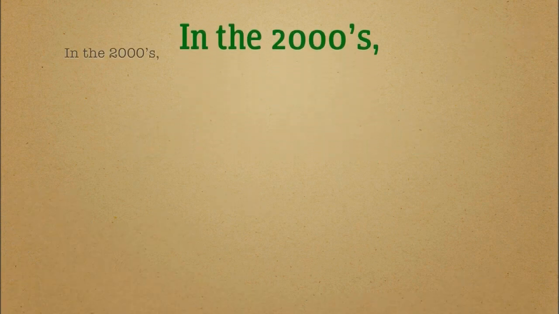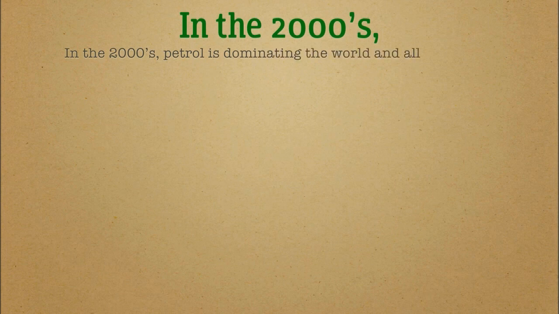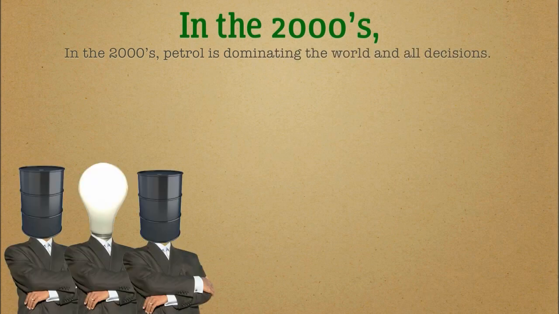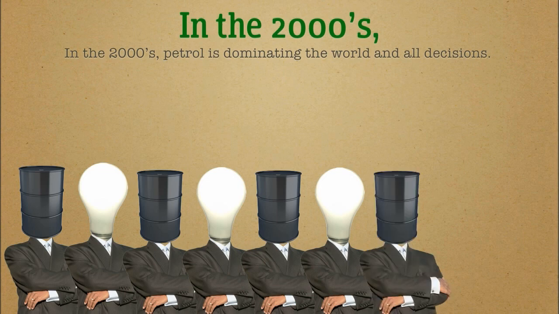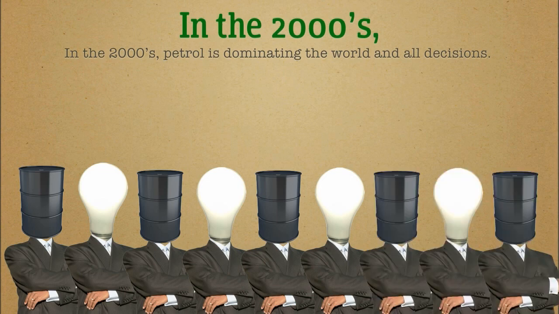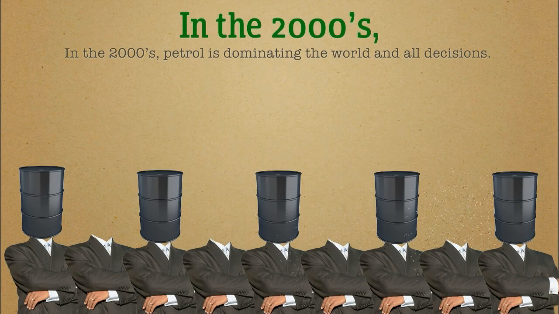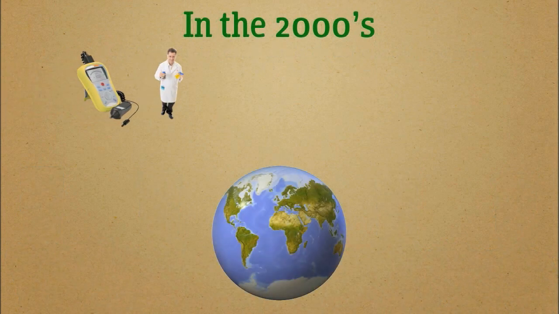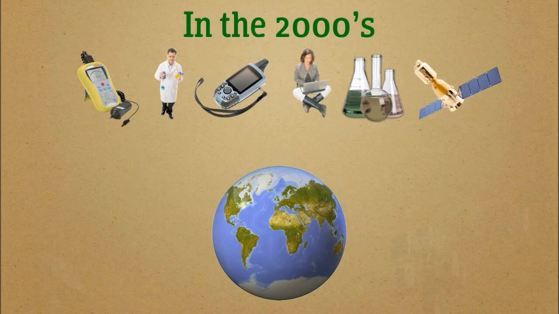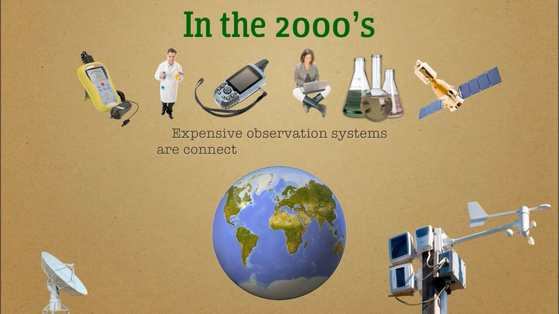As barrels of oil spread across the world, they started to influence almost all decisions. The great ideas and dreams that we have had after the Second World War were increasingly transformed into some kind of nightmare. In the meantime, Earth observation made great progress, and our observation systems are now even connecting to the internet.